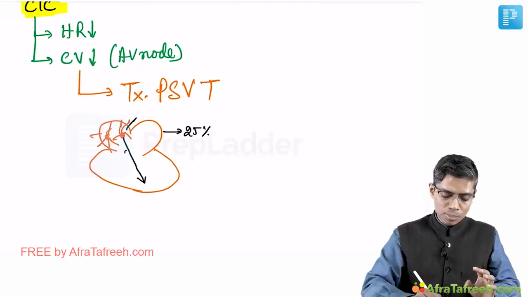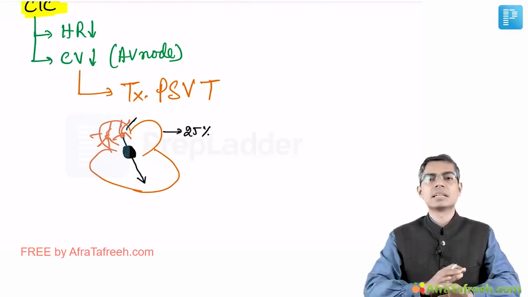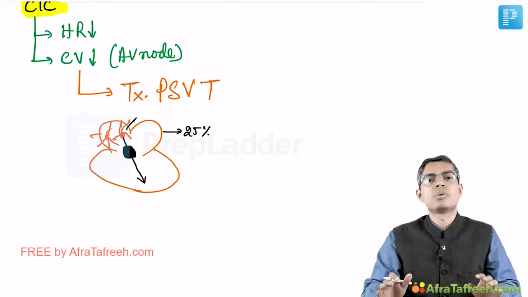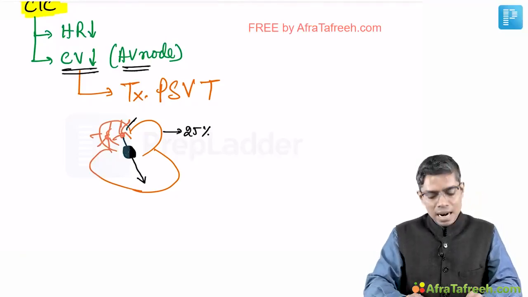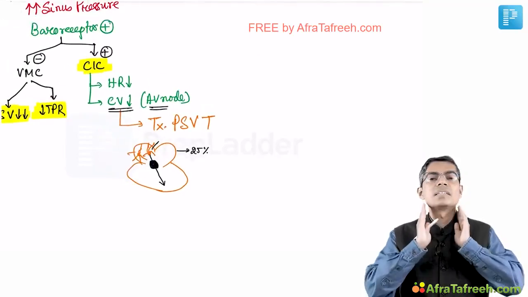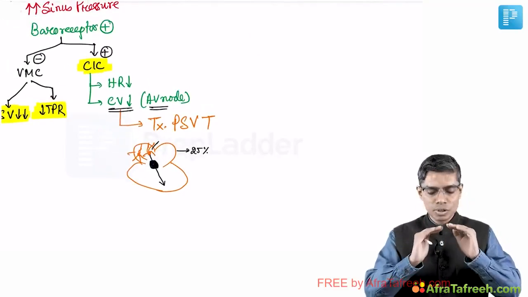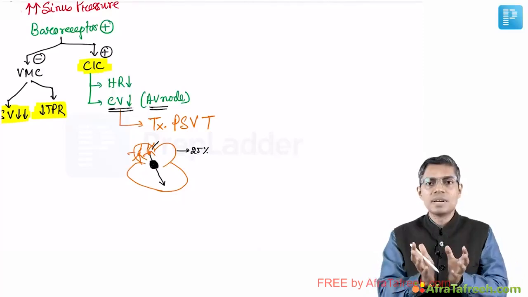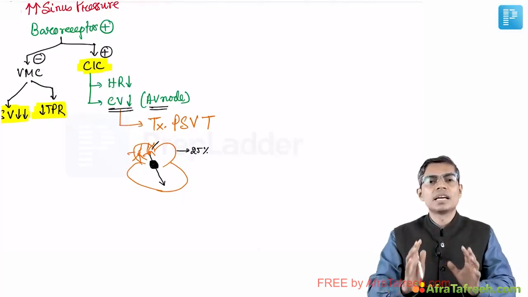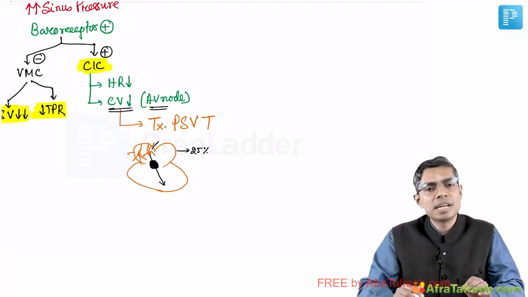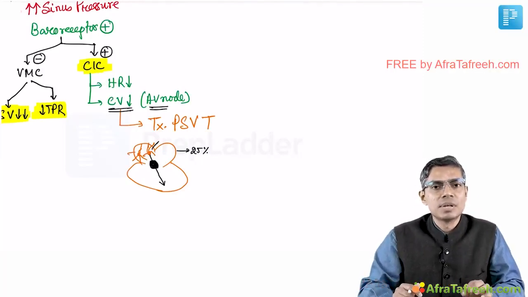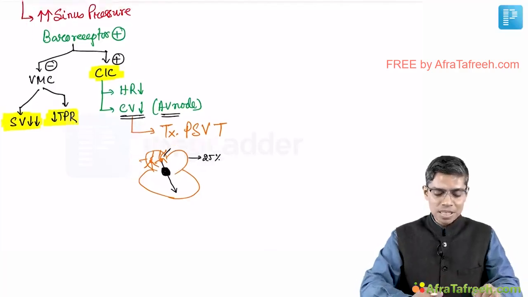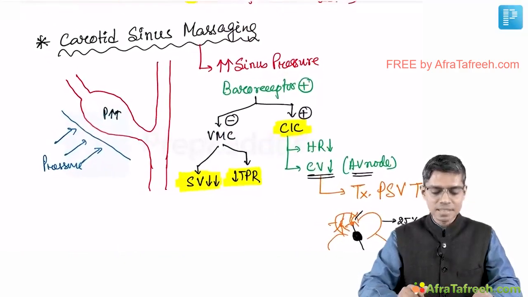How to control? You block some of the conduction. You block some of the heart rate at the level of AV node. How to block? You reduce the AV nodal conduction, and that is done by massaging both carotid sinuses, which will block some of the impulses, so ventricular rate will be normal, and that will maintain the perfusion to the brain and other vital organs. That is the emergency treatment of PSVT, right? So this is the beauty of carotid sinus massaging.